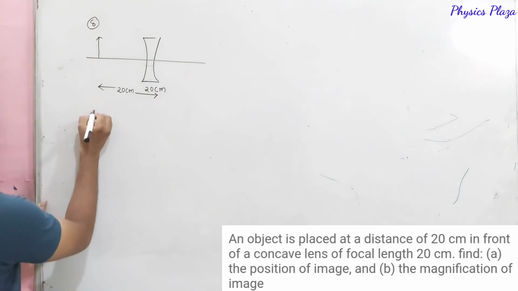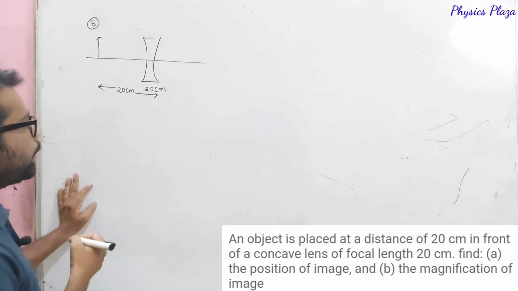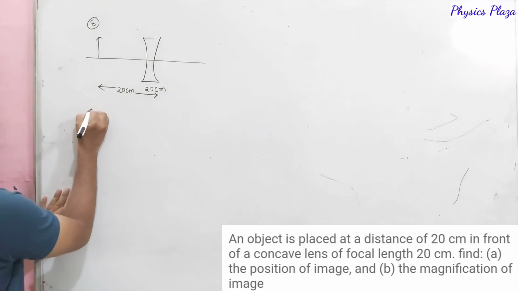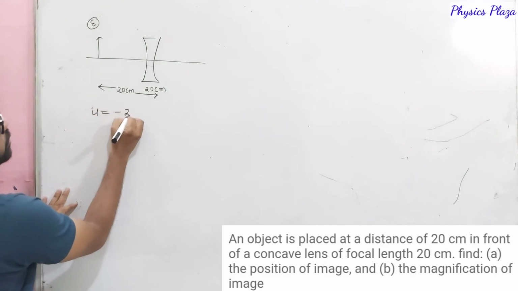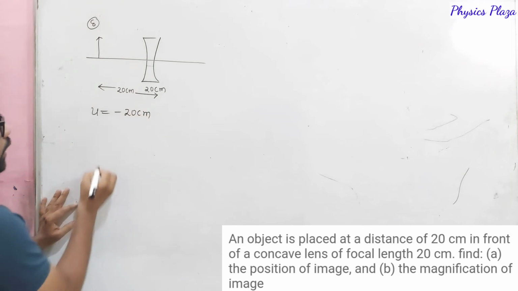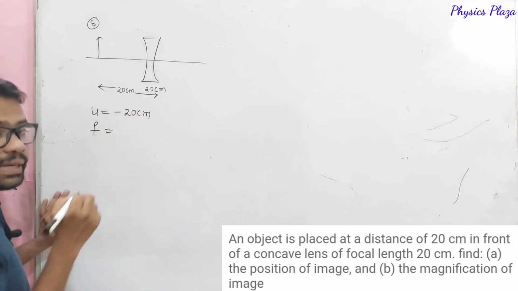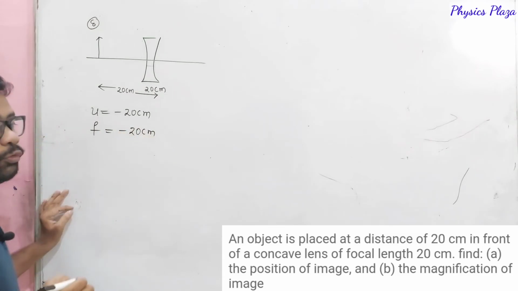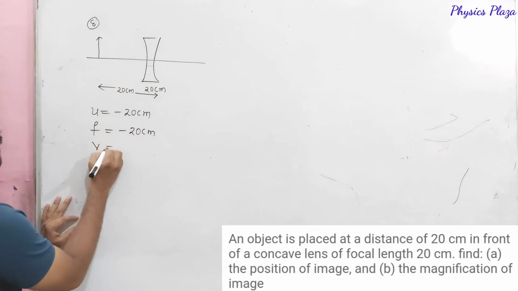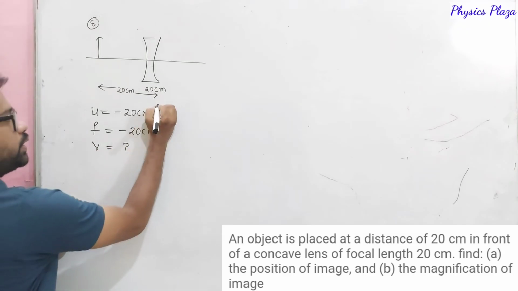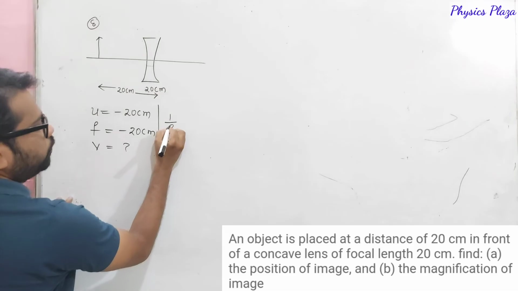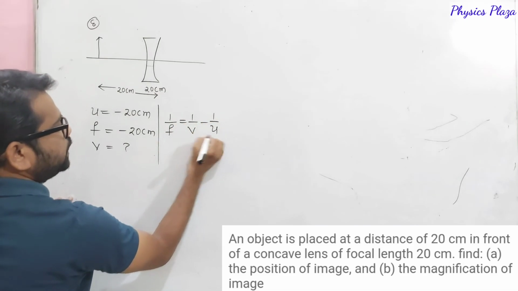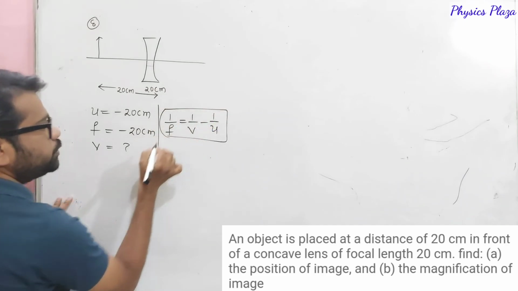Now let us write the data. According to the information given, children, and by following the sign convention rules here, the object distance is minus 20 centimeters, and the focal length of a concave lens is always negative. So it is minus 20 centimeters only. Then we need to find the image distance first, then characteristics. So here we are going to use 1/f = 1/v − 1/u. That is the lens formula only we are going to use.